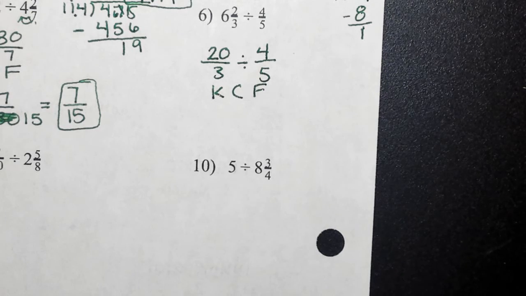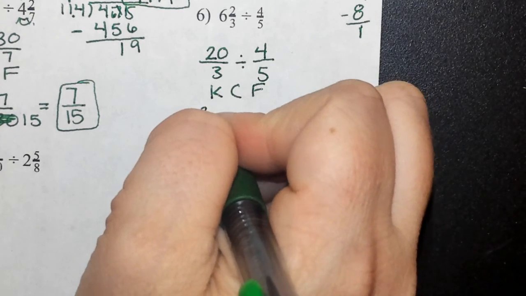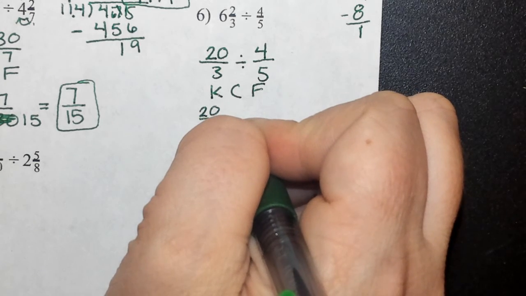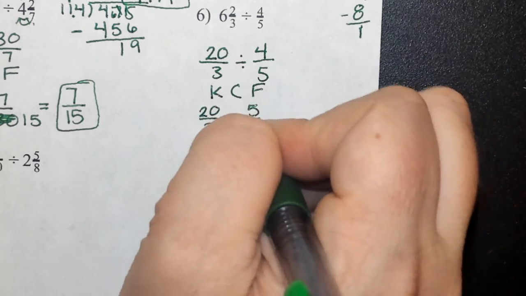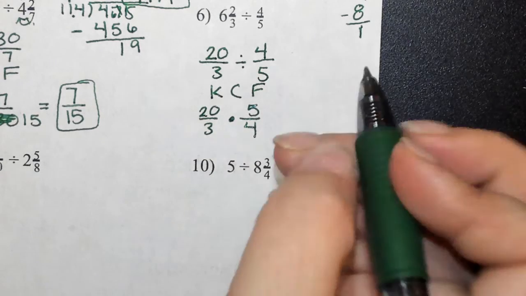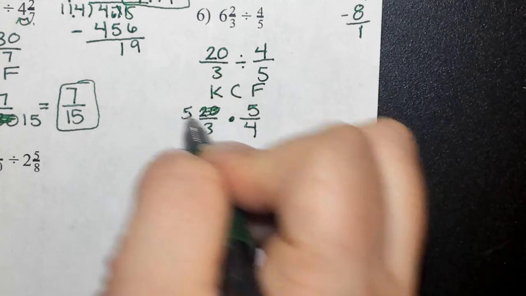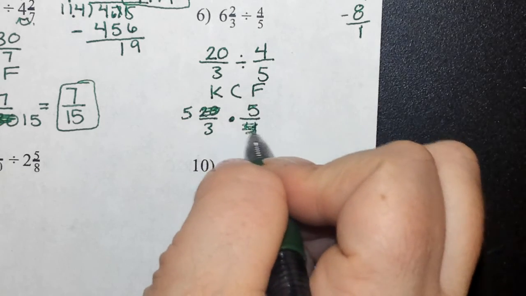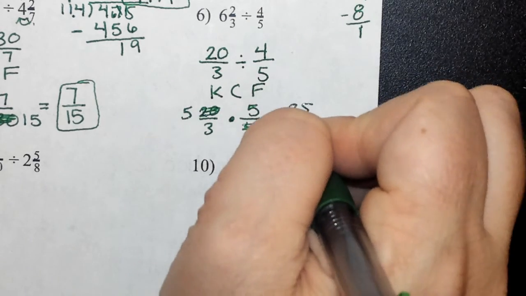So KCF, what's my new problem going to say? 20 over 3 times 5 over 4. Now we can simplify because it says to multiply. What can simplify? 20. Okay, so pause. 20 divided by 4 is 5. Okay, guys, I'll hold this longer, so let's finish this real quick. 4 divided by 4 is 1. So 5 times 5 gives me 25 over 3.